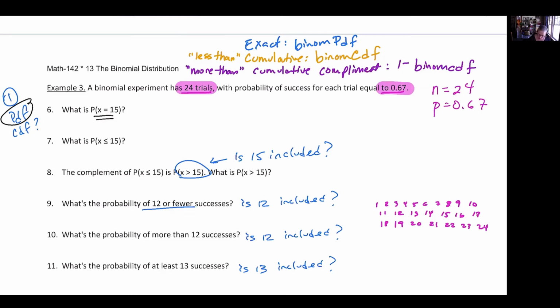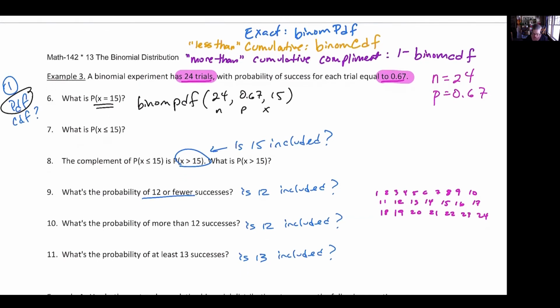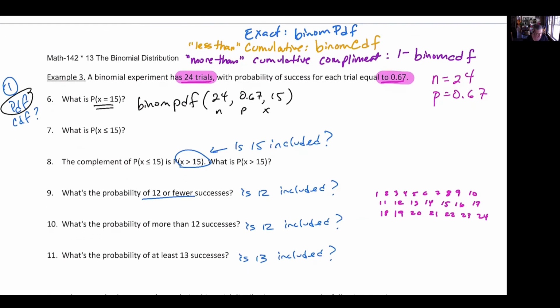So for 6, what I'm looking at is binom PDF because it's an individual one. And remember, it's N, P, X. So 24, 0.67, and X is 15. Does everyone see how I came up with that? I'm just going to come up with the functions, because I want you to work on these on your own, so I'm going to skip the calculator part for now. For this next one, hopefully you see this is a less than, which means it's a binom CDF. And is the 15 included?